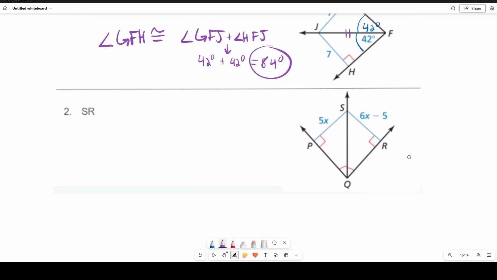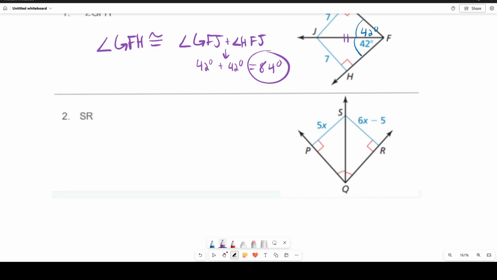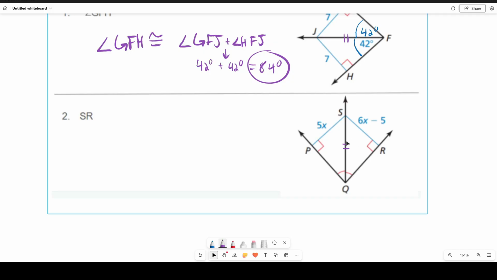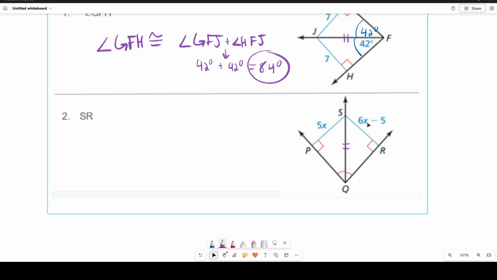Last one, we want to find SR. All right, SR is this one right here. Starts at S and goes to R. Well, right now we're given a right angle. So let's see if hypotenuse leg works. The hypotenuse is shared. Okay. The hypotenuse matches on both triangles, and SQ is equal to SQ always. So we can actually say that this one in the middle matches itself by reflexivity. However, we don't have another side that matches. We don't know yet if 5x equals 6x minus 5.